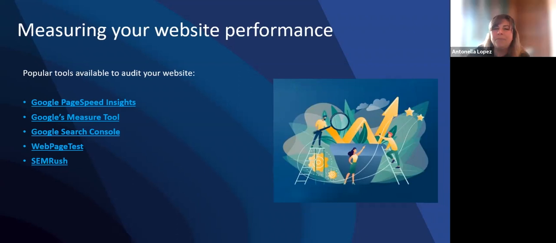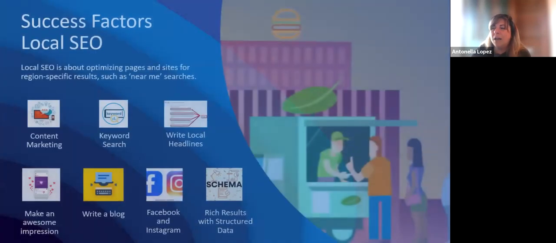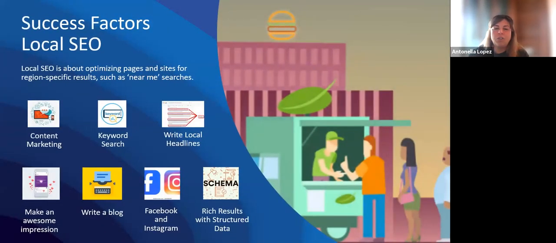Now, this is just my little summary, let's say, of high level highlights. Let's just say they're highlights specifically for local SEO, which is about optimizing pages and websites for region specific results, right? Obviously we want the near me searches. So it just enables users to find products and services available in their area. And of course, a lot of us, that's what we're waiting for. That's what we rely on.